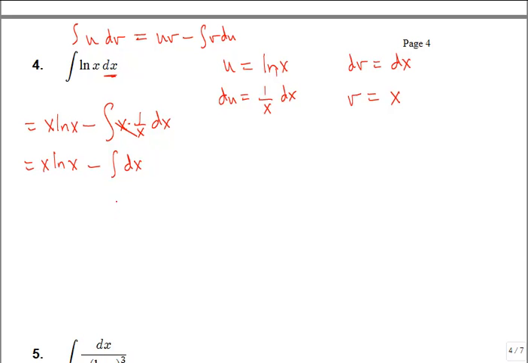And what is the integral of dx? Well, we just did that over here to find our v. The integral of dx is just x. So that is something we know how to integrate. All the integrals are gone, so we tack on our plus c, and there's our answer. So the integral of the ln function is x ln x minus x plus c.